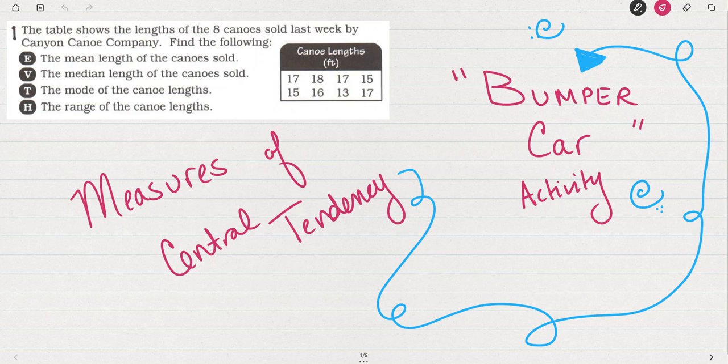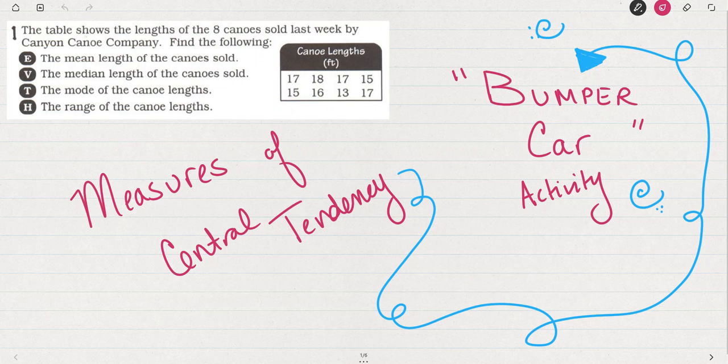We're going to continue our study of the measures of central tendency by looking at this activity titled, "What did the boy bumper car say to the girl bumper car?" Now, if you are able to get each of the correct answers, then you will be able to break the code at the bottom of the sheet. And in doing so, you could earn an extra point on the activity, so that if you do miss one of the other problems or mistype one of the other questions, you'd still end up with 100% on the activity.